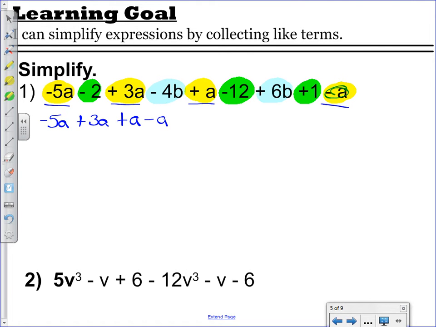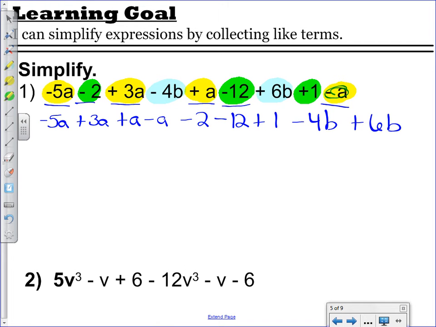What do you think I will write next? Jericho? Okay, so I'm going to write negative 2, negative 12. Anything else? Oh, no, I'm missing one. Negative 2, negative 12, and good. And Kevin, what's the final thing I'm going to write? Good. So now physically, what did you do? You moved all like terms next to each other.